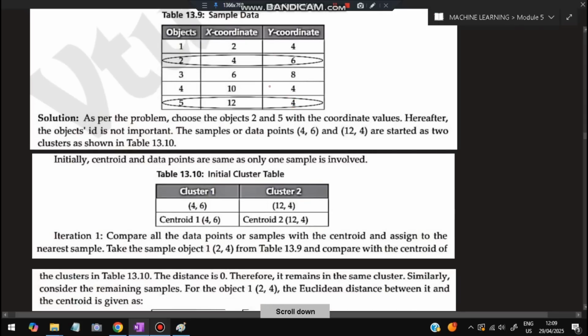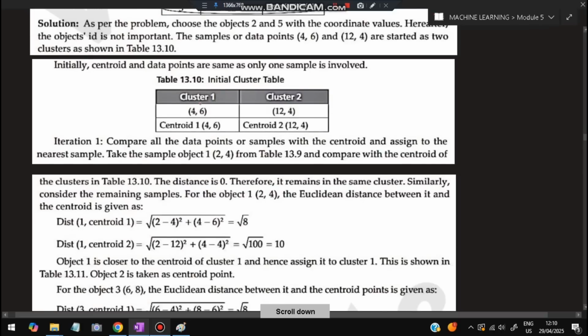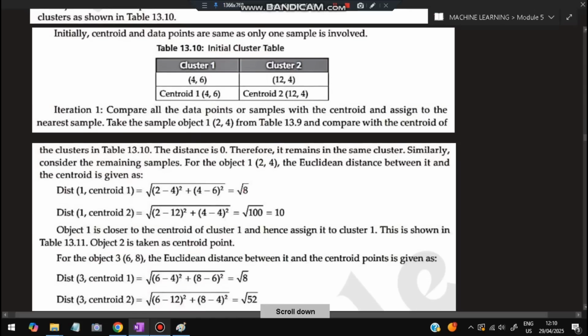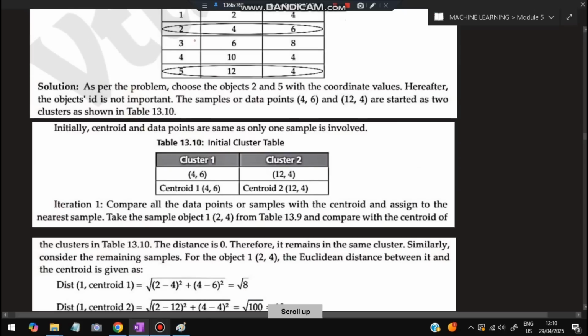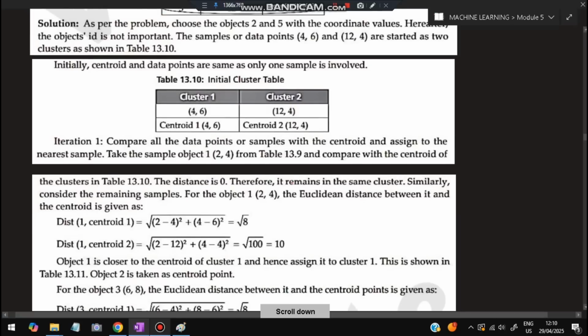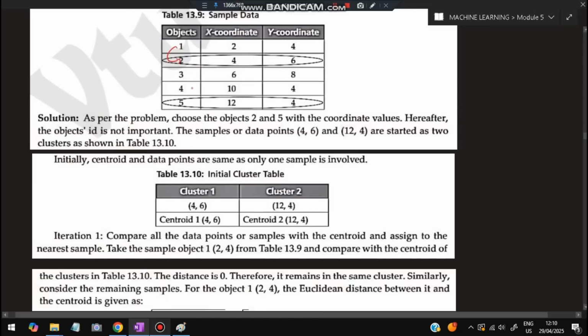Okay, how do we find out the centroid for cluster 1 and cluster 2? So this is the cluster 1, object 2, and this is the second cluster, which is 5. Now first object we'll consider this object. We'll see if this object is closer to this one or closer to this one. Okay, so we'll find out the distance, 2 minus 4 and 4 minus 6. When you do the square and square root, we get root 8. When you do the same thing for the next one with 5, 2 minus 12 and 4 minus 4, we get the value as 10 here. And obviously root 8 is less than 10, so object 1 is assigned with object 2.